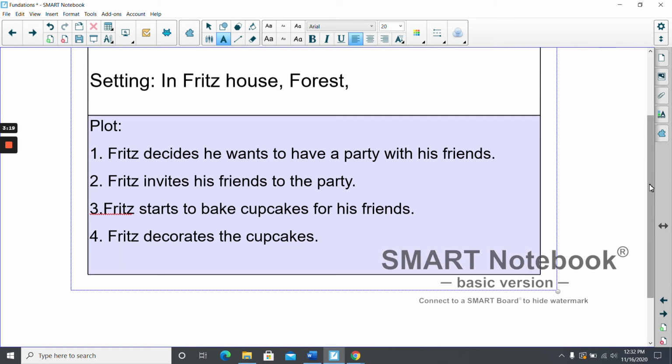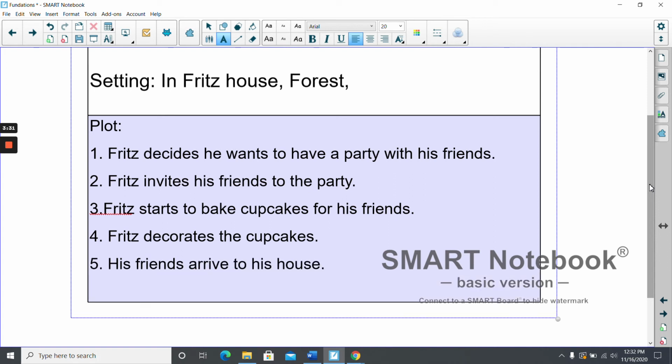After decorating the cupcakes, and we remember he used pictures of his friends on each one, we could say his friends arrive to his house. And after they arrive, his friends give him a gift. And then they share the cupcakes.